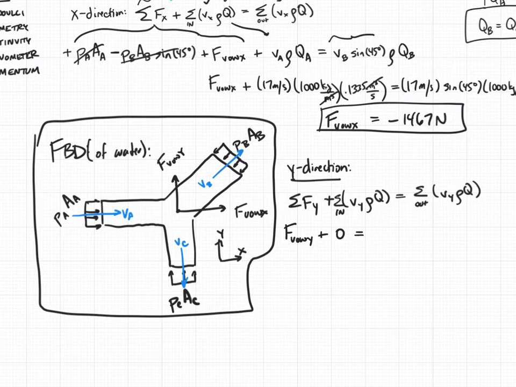So let's start with the VB. Okay, VB times the cosine of that theta, which is 45. Okay, so that's this angle right here, 45 degrees. Okay, now we need rho at B times QB.